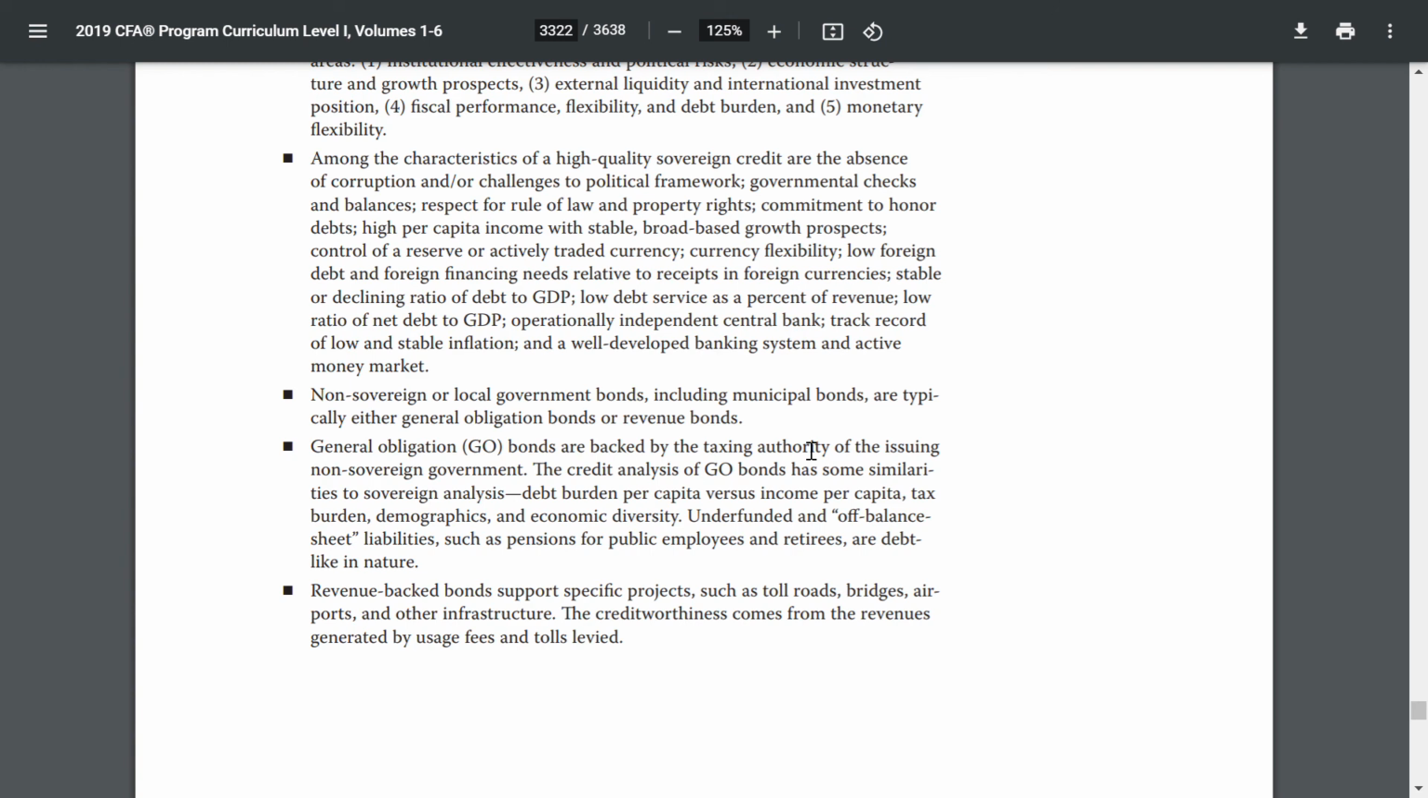Non-sovereign or local government bonds, including municipal bonds, are typically either general obligation bonds or revenue bonds. General obligation, or GO, bonds are backed by the taxing authorities.